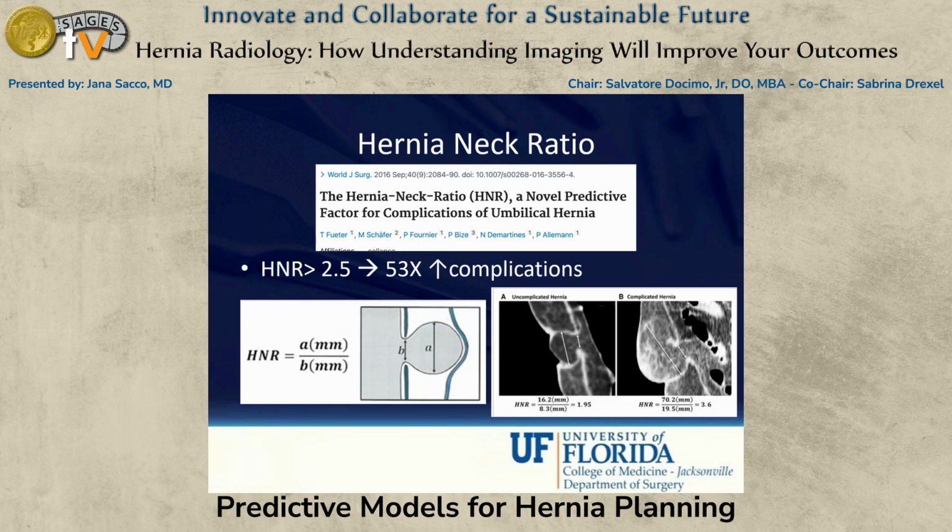So you can also use the hernia neck ratio. And that basically, as shown here in the picture, is just measuring the neck, the defect size, and then the sac size. And if the hernia neck ratio is greater than 2.5, there's a 53 times increased chance that the patient will have a complication while you're waiting for your surgery. So I think that's an important thing to look at.